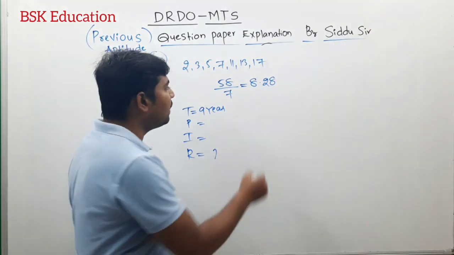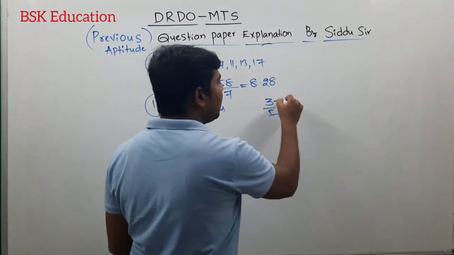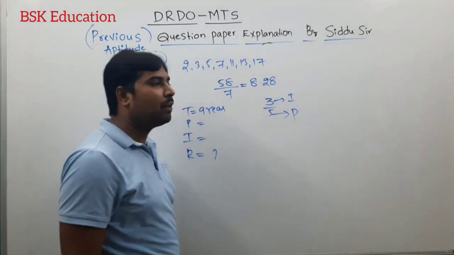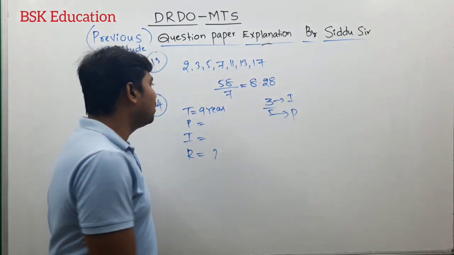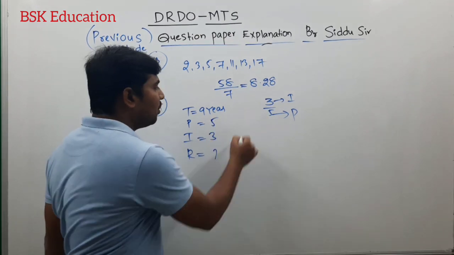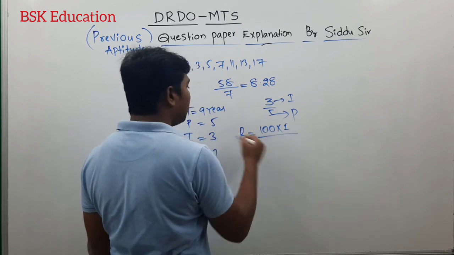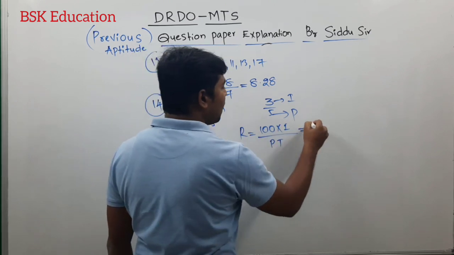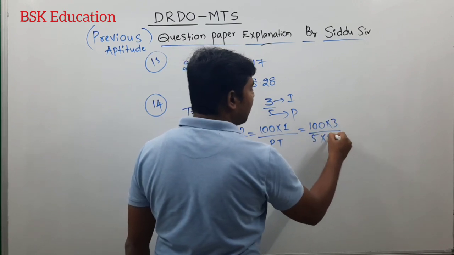3 by 5 is nothing but 5 is the principal amount, 3 is the interest. Simple. So 5 parts is the principal amount and 3 parts is the interest. So take the values: principal amount is 5, I value is 3. So R is nothing but 100 into I divided by PT. So 100 into I is nothing but 3, P is nothing but 5, into time period 9 years.